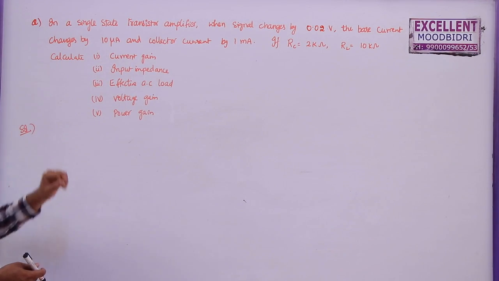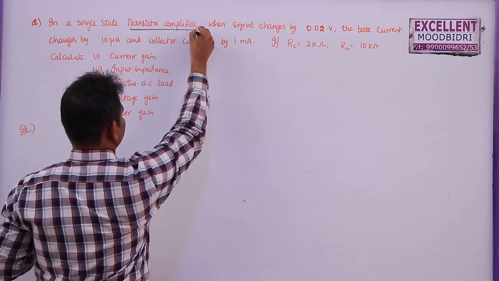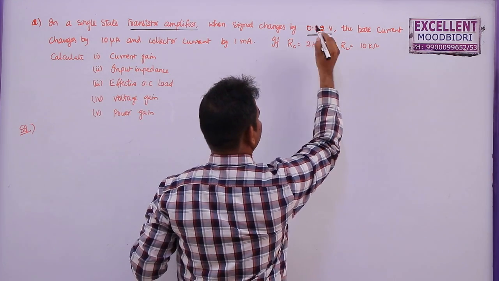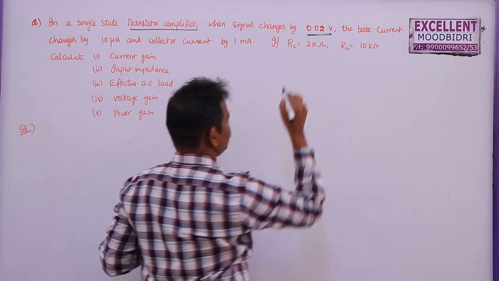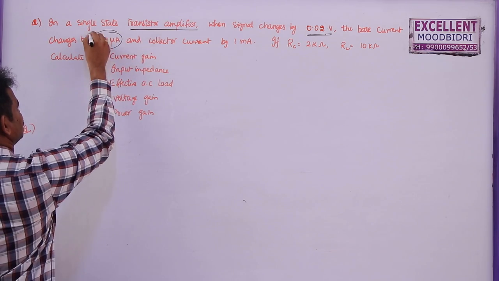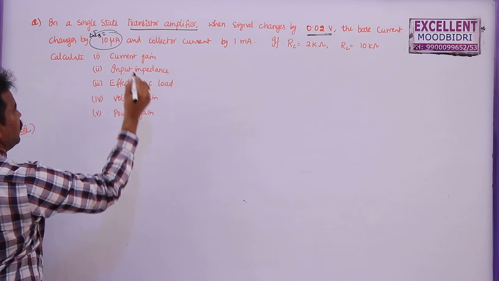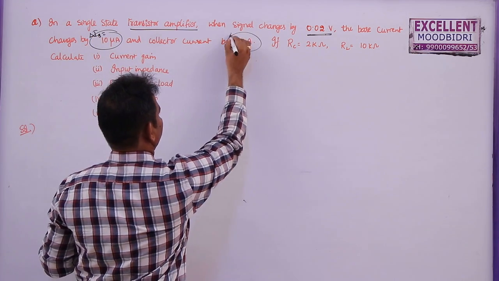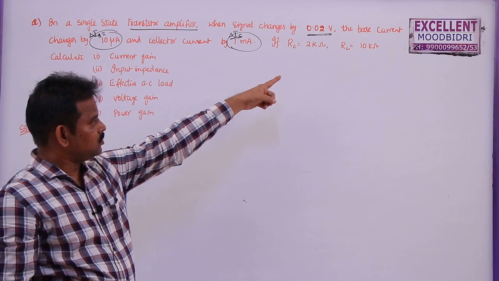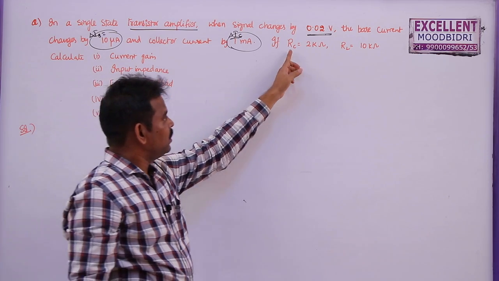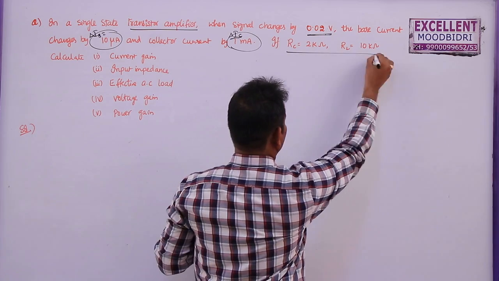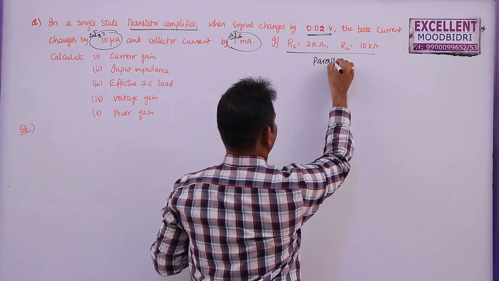A single stage transistor amplifier, so a transistor can be used as an amplifier also. When a signal changes by 0.02 volts, this is the change in input voltage, the base current changes by 10 microamperes. This is delta IB. And the collector current changes by 1 milliampere, delta IC. If RC is equal to 2 kilo ohms and RL is 10 kilo ohms, that is, the collector resistance is this much, the load resistance is this much. We know that these two are parallel to each other in a circuit.